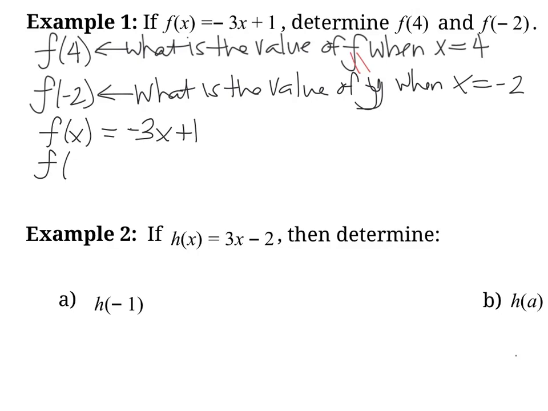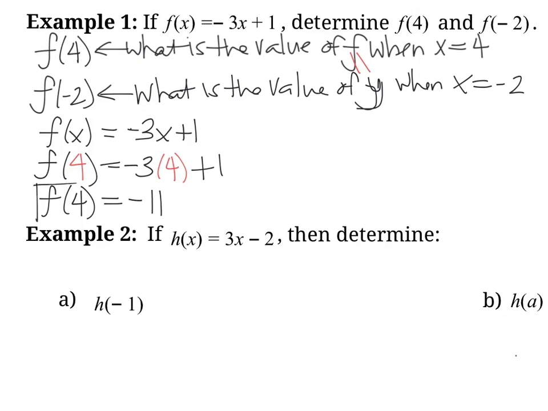That means that every time I see an x, I'm going to replace it with a 4. So I have f at 4 equals, I've got a negative 3, copy the negative 3. We're going to replace the x, we're just plugging in x is equal to 4, and then we've got a plus 1. So we know that f at 4 is equal to negative 3 times 4, that's negative 12, plus 1 is negative 11. So we have f at 4 is equal to negative 11. So we know that the point 4, negative 11 must be on this function. So again, 4 is our x value and negative 11 is our y value.